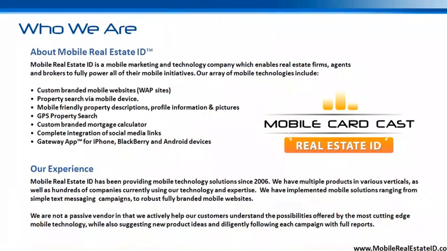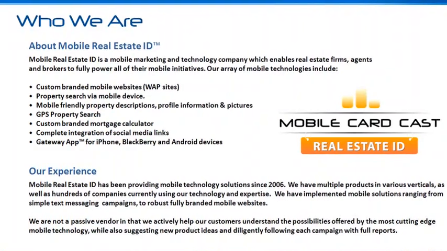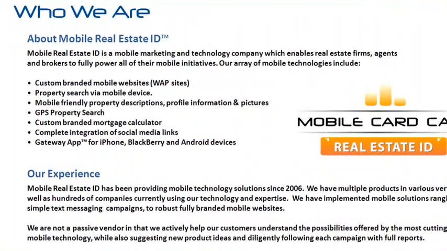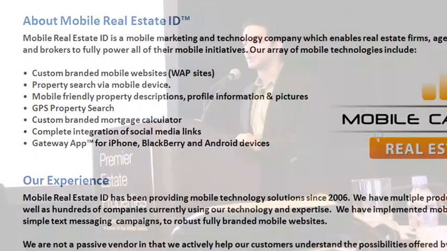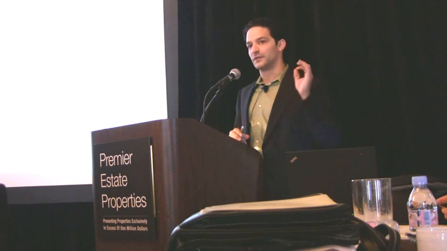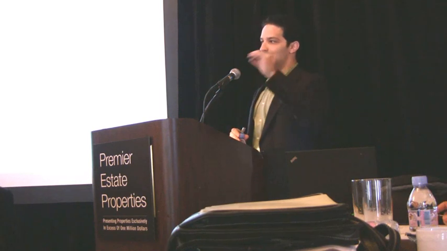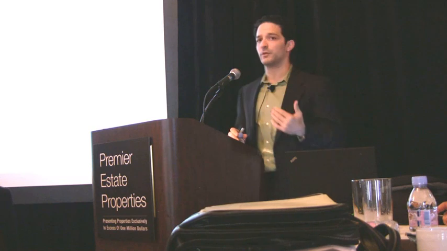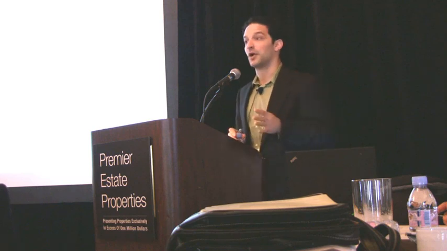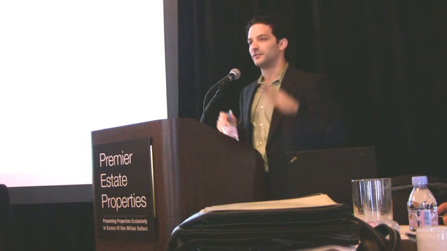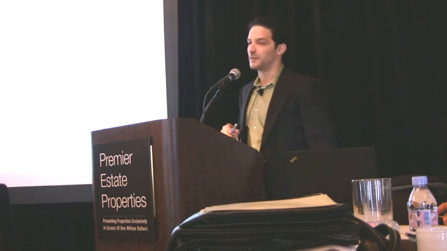Mobile Real Estate ID is a partner company with Mobile Cardcast. So we produce all different types of mobile technologies, from text messaging campaigns to full-blown custom websites, really called WAP sites. It's what a mobile website is called. So we try to run the gamut and offer as many different types of technologies to get you, the company, working with mobile technologies and making sure that they work for you, because the world is going mobile. And we're going to talk about some of the numbers, which I think will surprise you. But for all intents and purposes, we provide all different types of mobile technologies for all different types of clients.